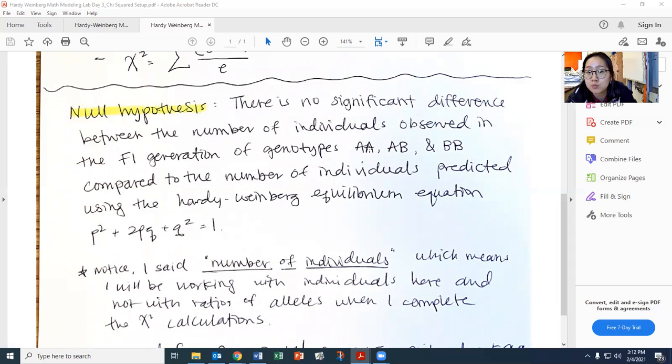Remember our data sets, we actually pulled number of individuals, so that's already easy on the observed side. We just have to make sure that we account for that on the expected data side too, in order to make sure that our chi-square comparison is a valid comparison.